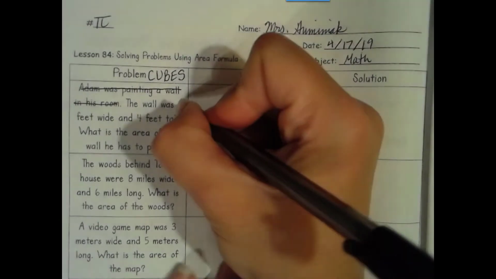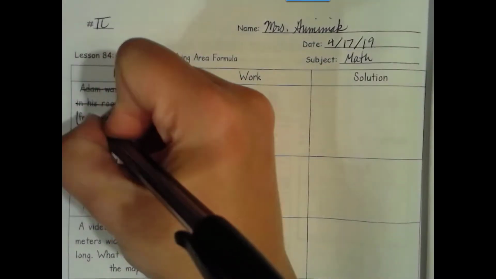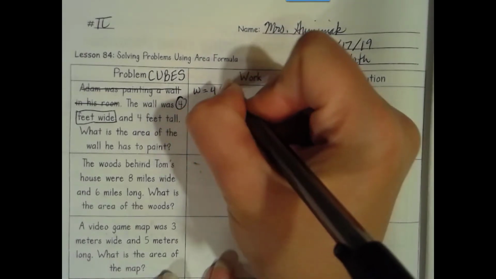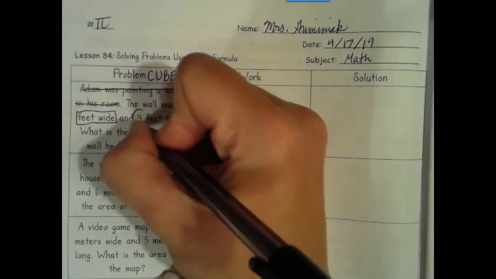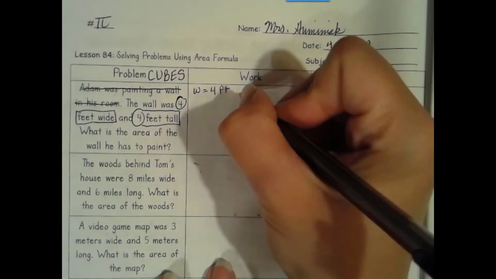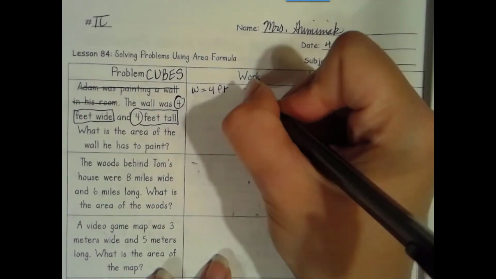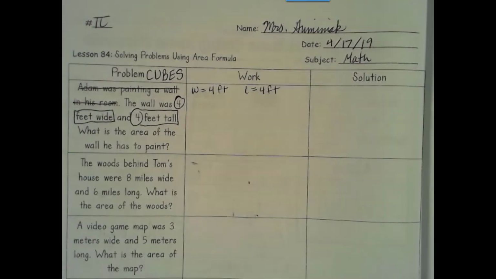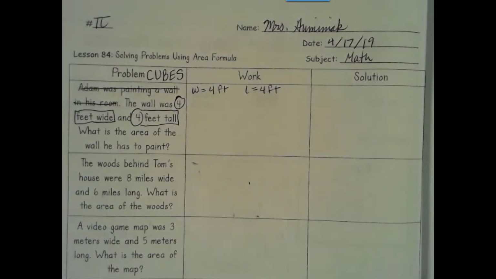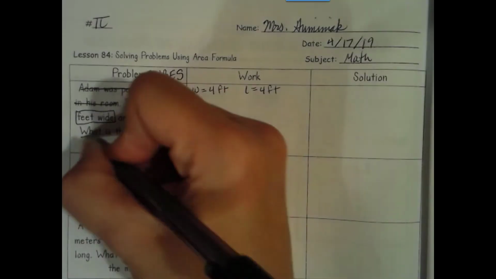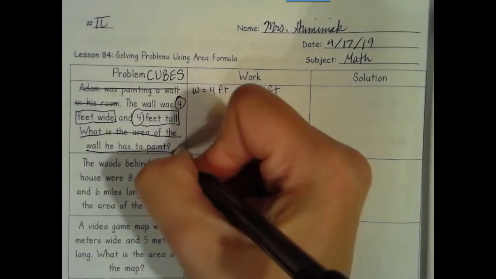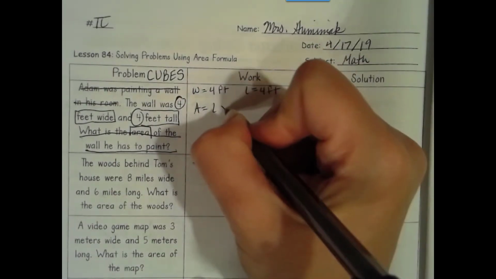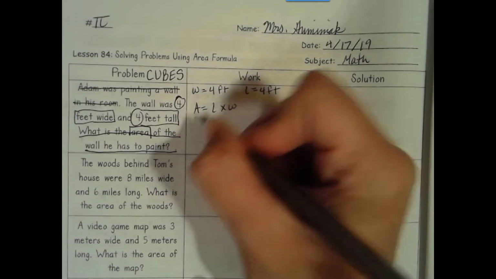So we're dealing with area as opposed to the perimeter, the outside. The wall was 4 feet wide. So our width is 4 feet. And 4 feet tall. Oh, they're the same. Tall, we could say, is length. They're the same, so it's actually a square. What is the area of the wall he has to paint? So area equals length times width, or side times side, side squared.